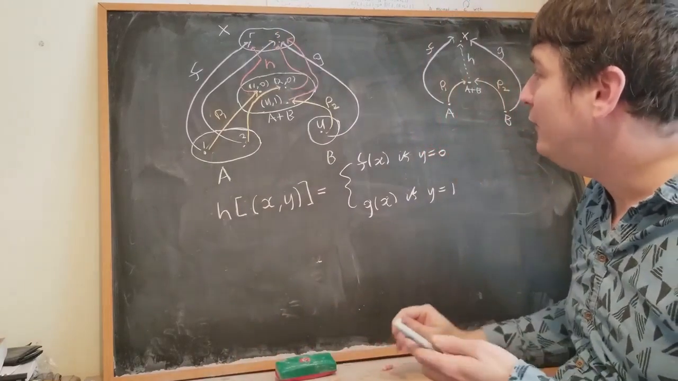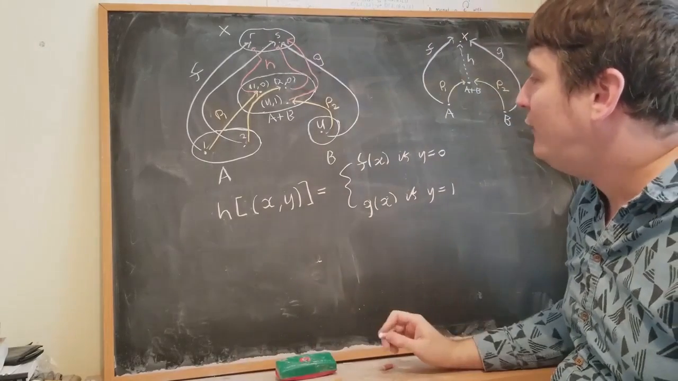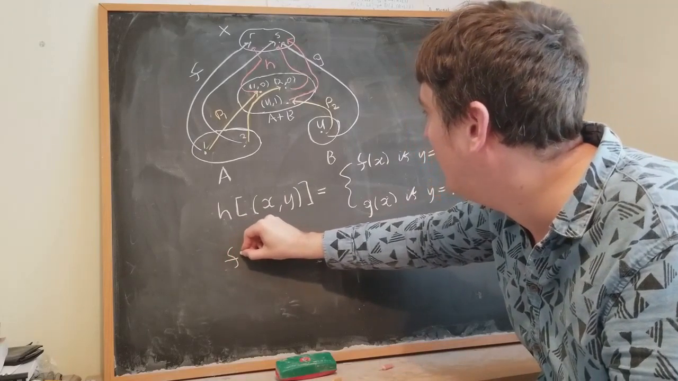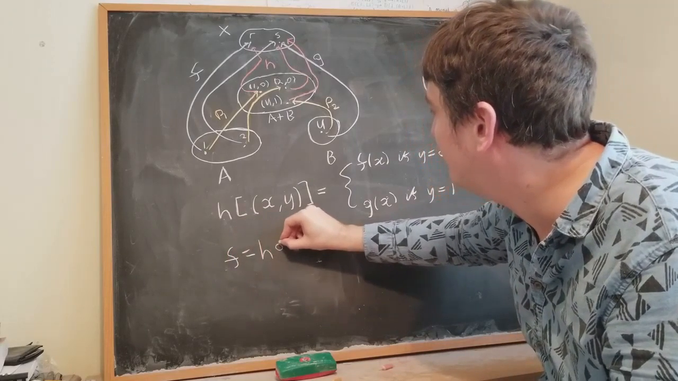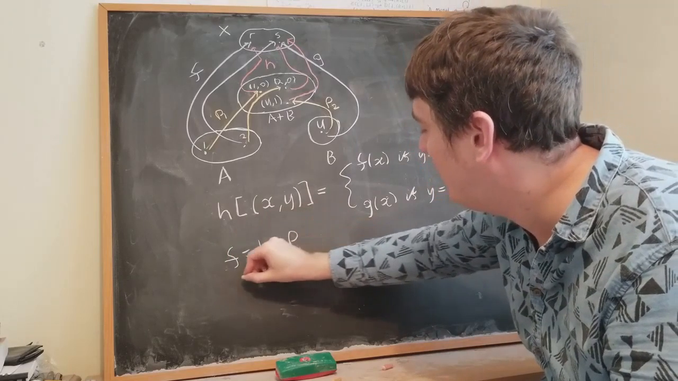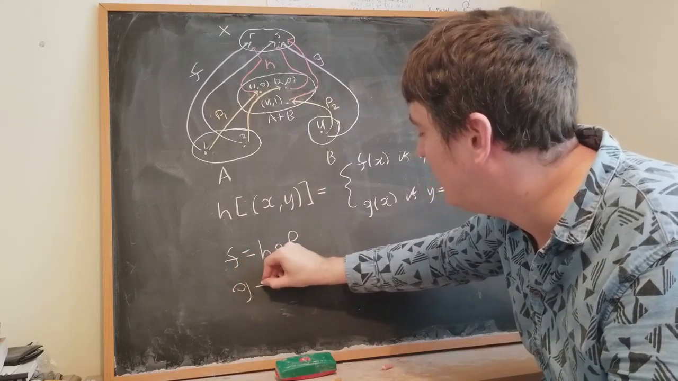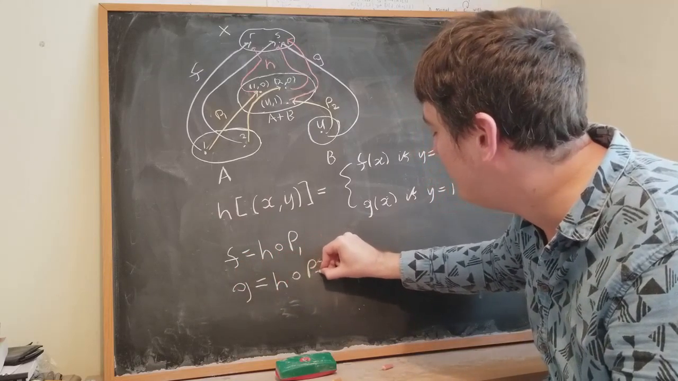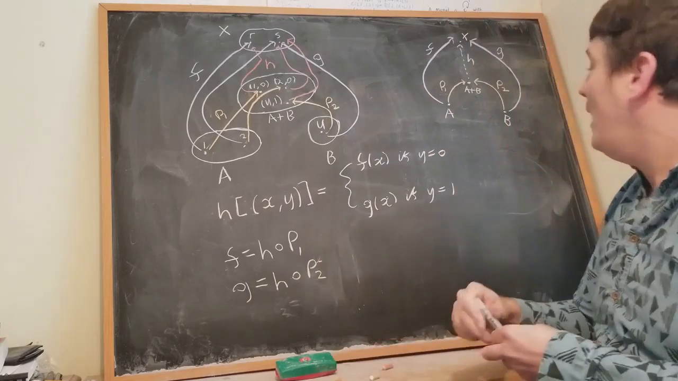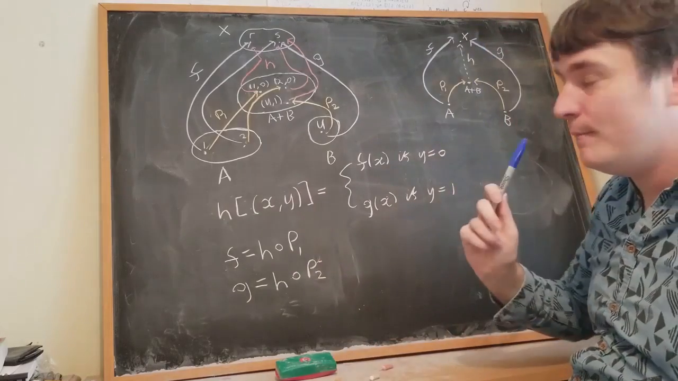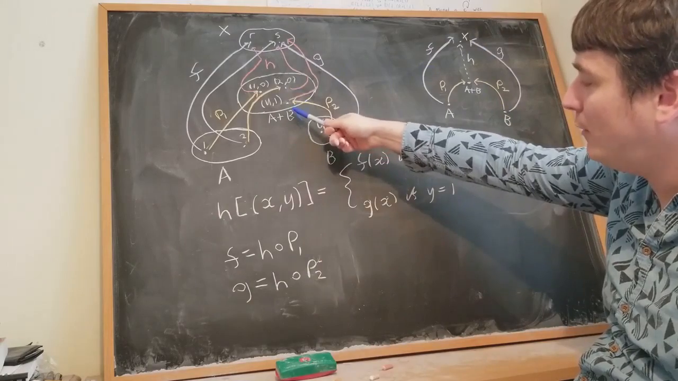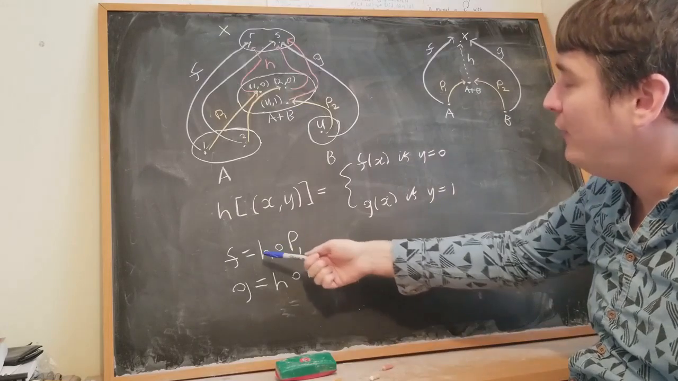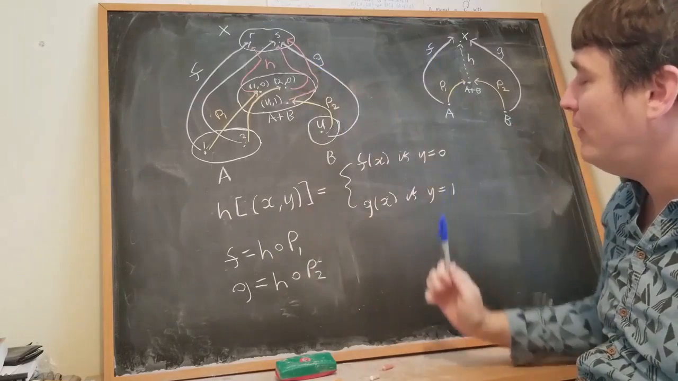Now hopefully you can see that H makes this diagram commute, in the sense that f equals H after P1 and g equals H after P2. And that's what we want. But recall that in order for this to be a coproduct, we also need that this is the only such H that makes this commute. So is that clear?